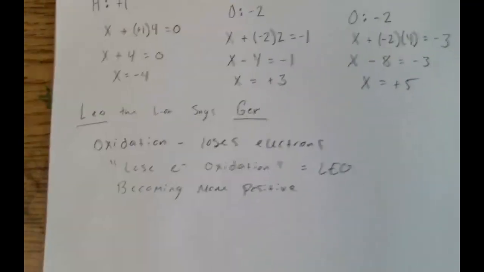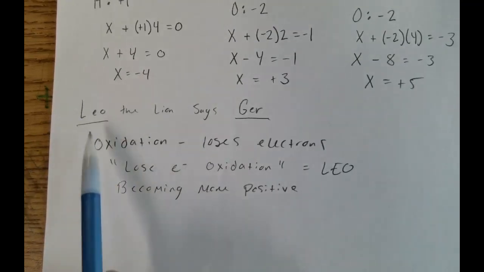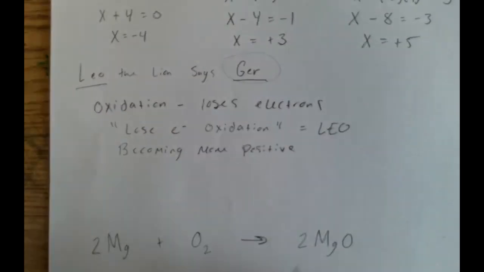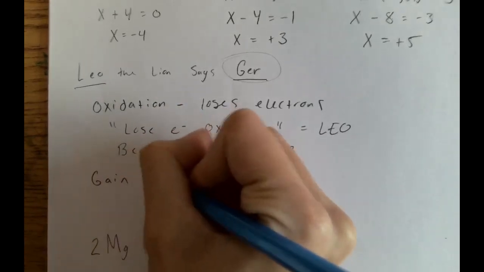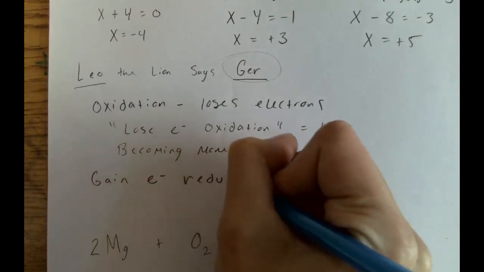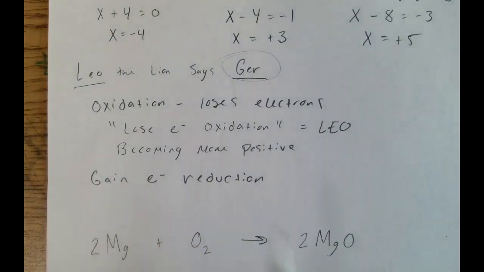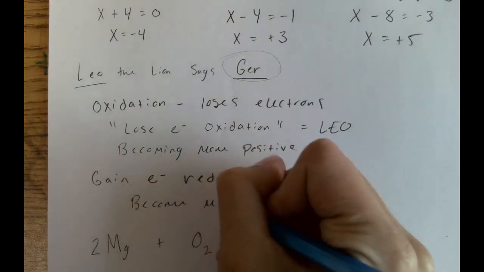On the flip side, so we know Leo is lose electrons oxidation. So Leo the lion says grr. So now we need to understand what grr stands for. Grr stands for the other part of redox. It stands for gain electrons reduction. So that means our definition of reduction is a species that's going to gain electrons during a chemical reaction. So this species is going to become more negative.